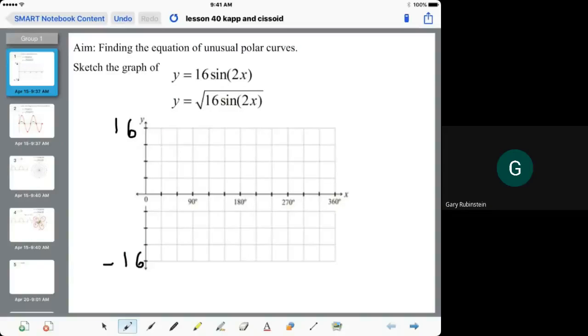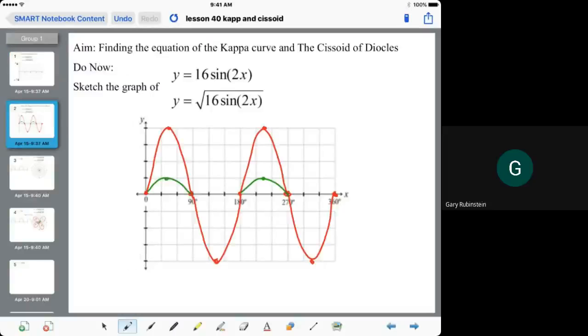And then I see Yusuf says it can't. Yes, it disappears. So let's take a look here on my screen. In red, I have 16 sine 2x, and then in green, I have square root of 16 sine 2x. It does a horizontal compression, but it also disappears.